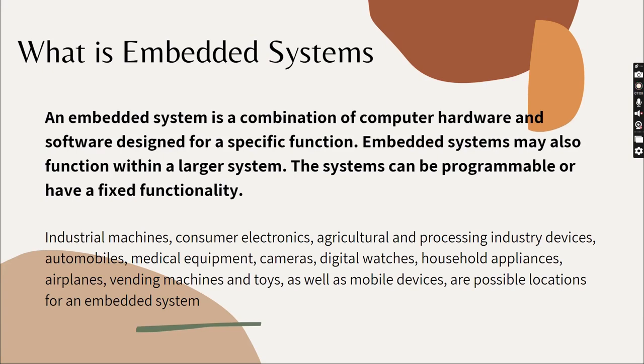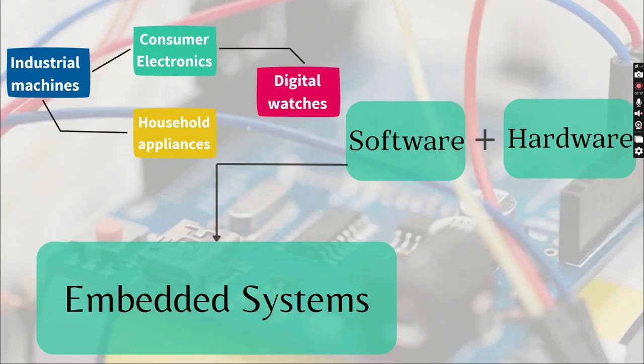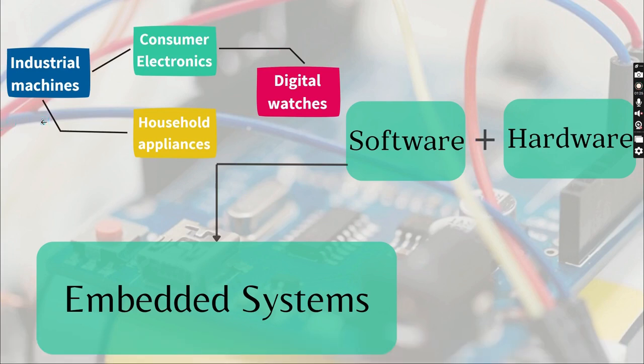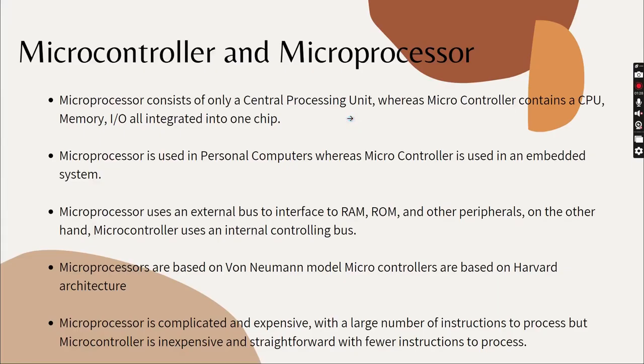And when we simulate it and tell it that this button does this and that button does that, these are part of the software. So this is software plus hardware, an embedded system, and examples are industrial machines, consumer electronics, digital watches and household appliances. Let's move further.